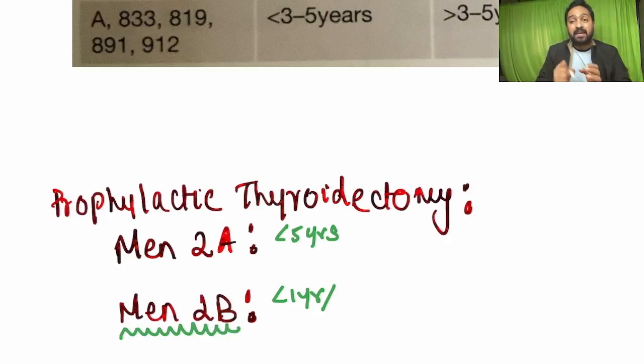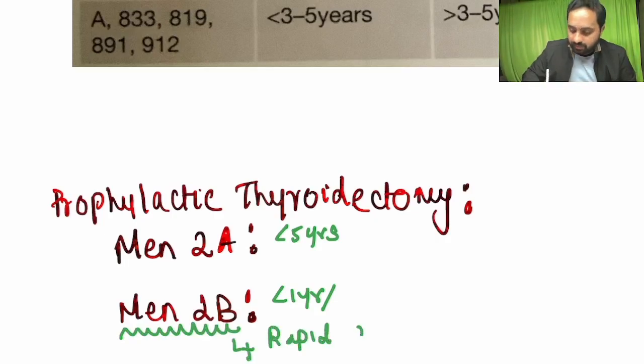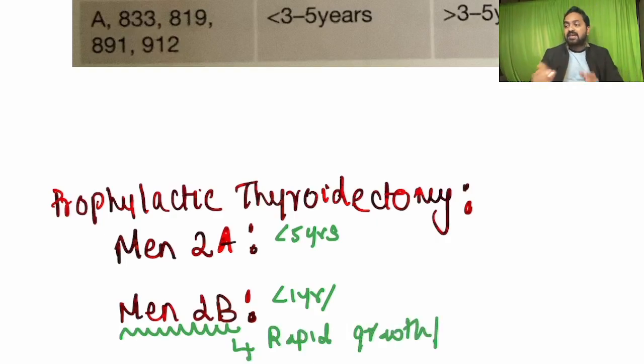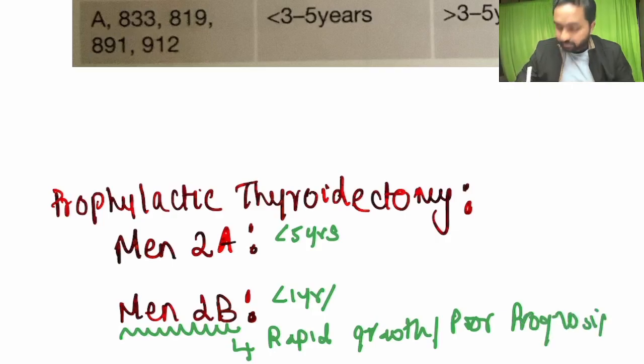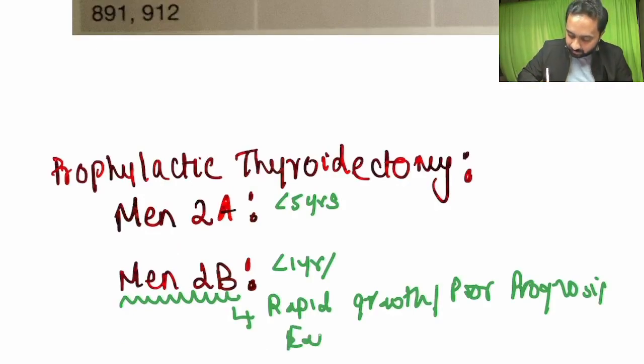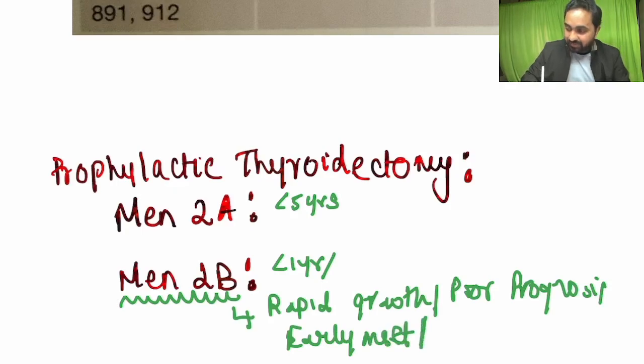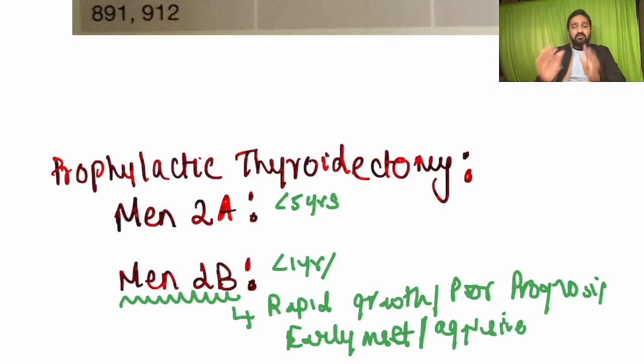Because in general, MEN 2B has rapid growth, right? Then they have a poor prognosis, right? At the same time, they have an early onset, and they tend to be aggressive compared to their counterparts, right? So even if you do not remember those tables, I get it, it's very difficult to remember the codons. I would definitely ask you all to remember this particular part, where the prophylactic thyroidectomy in case of MEN 2A is done in less than age of 5 years, and MEN 2B less than 1 year. A common funda to remember it would be, because type 2B has rapid growth, poor prognosis, has an early onset, and it tends to be aggressive, right?